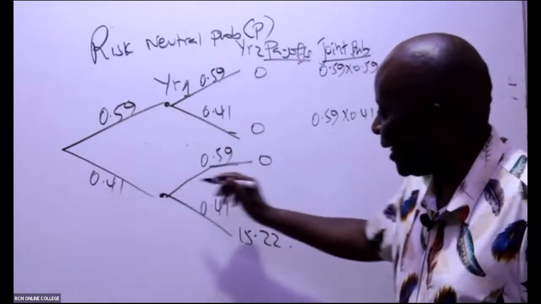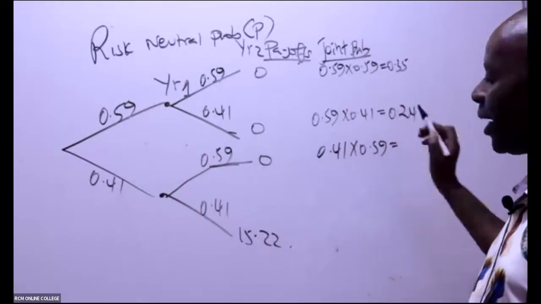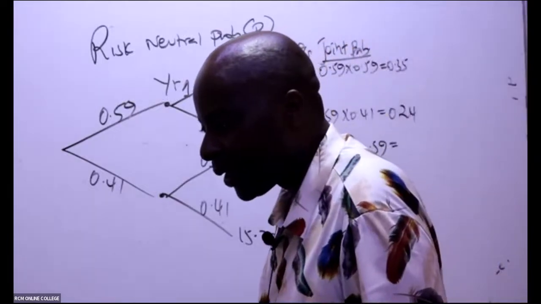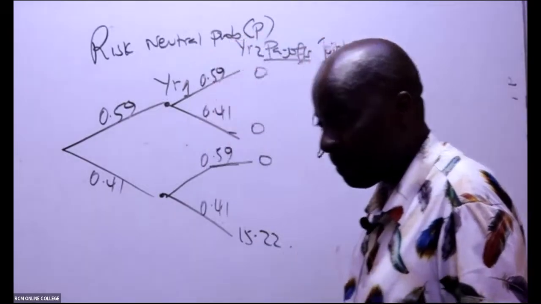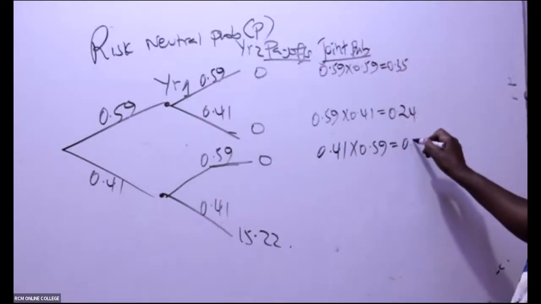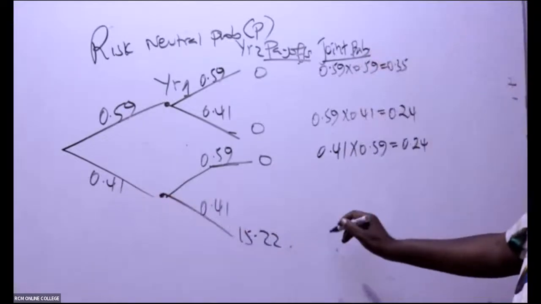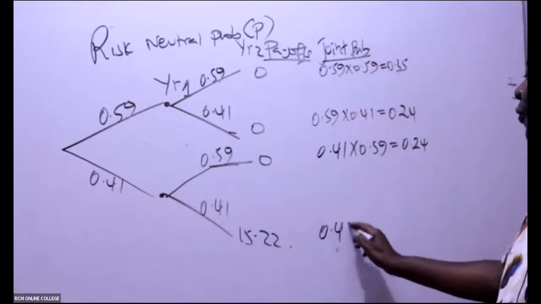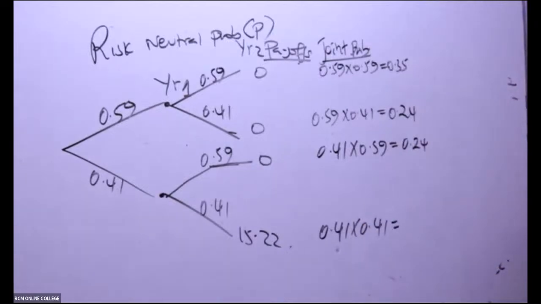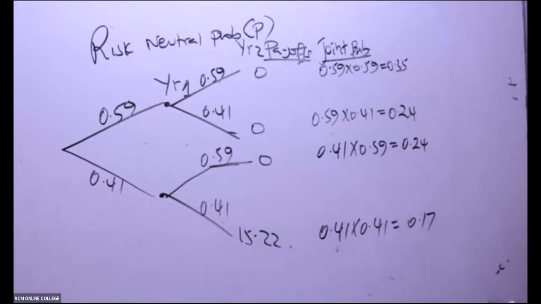So you're following it. This will be 0.41 times 0.59, which will end up giving us what figure, ladies and gentlemen? They're telling me it is 0.24. And then we have 0.41 times 0.41. Is there somebody who is able to give me this figure? I'm being told it's 0.17.